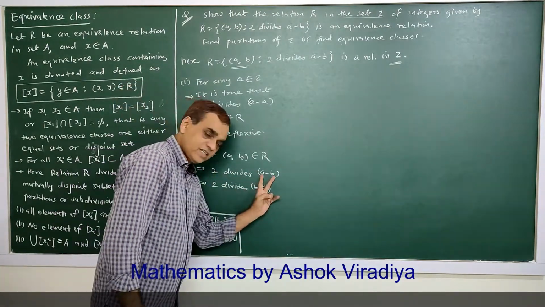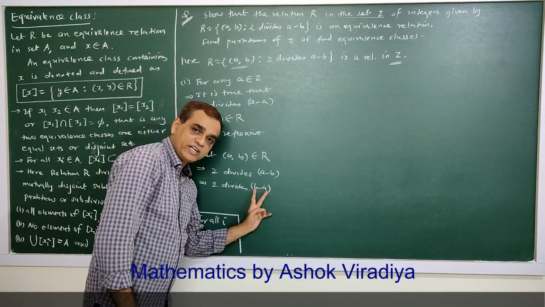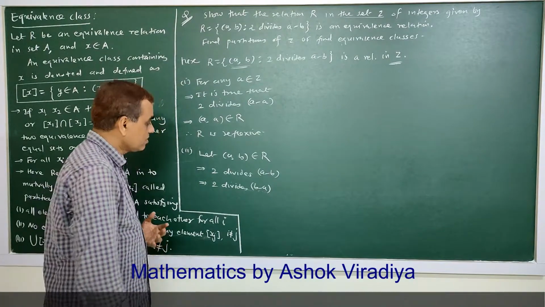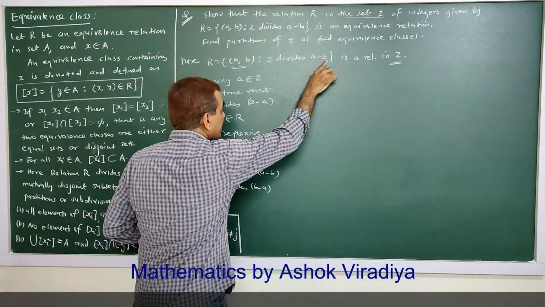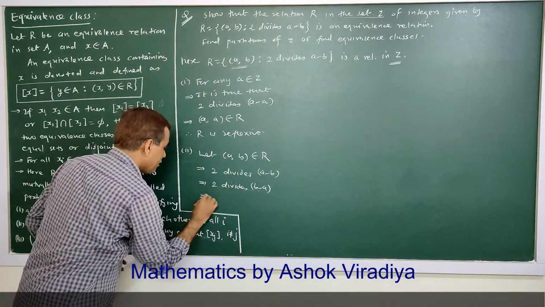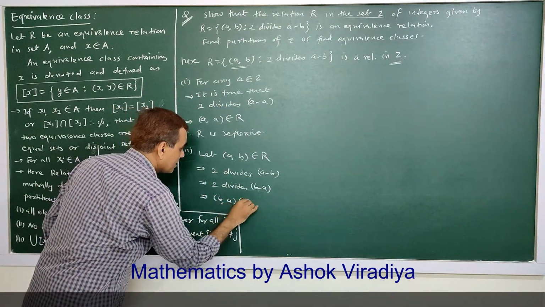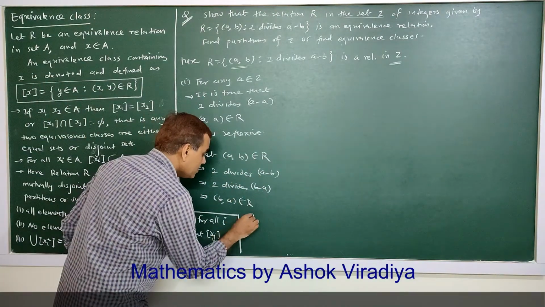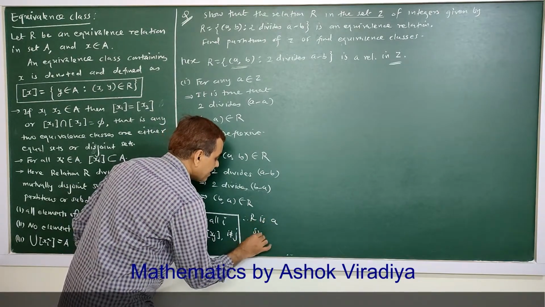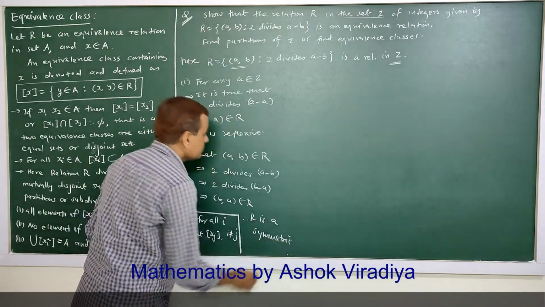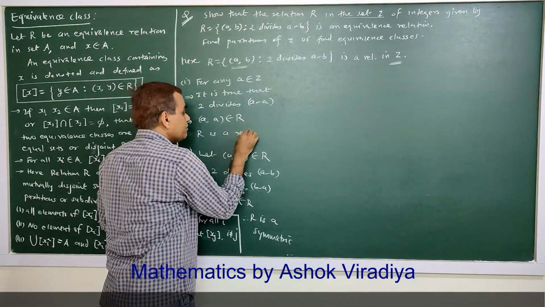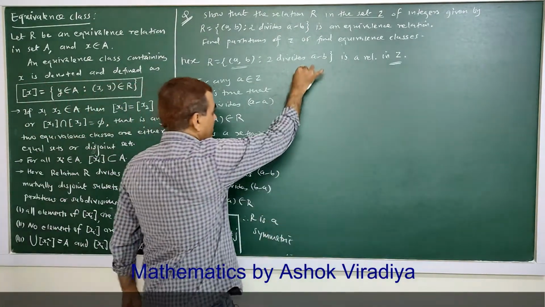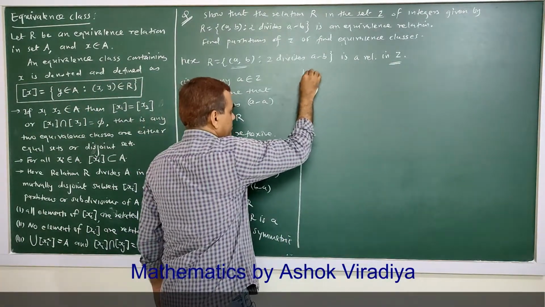If 2 divides 14, that means 2 divides minus 14. Changing the sign, the statement remains true. So 2 divides b minus a. So (b, a) belongs to R. So for any (a, b) belonging to R, (b, a) belongs to R. Therefore, this relation is a symmetric relation. This relation is a reflexive relation. It is a symmetric relation. Now, third property, transitivity.